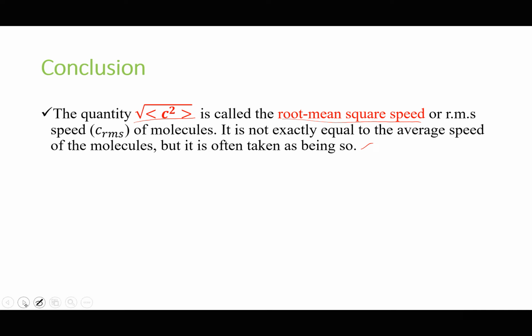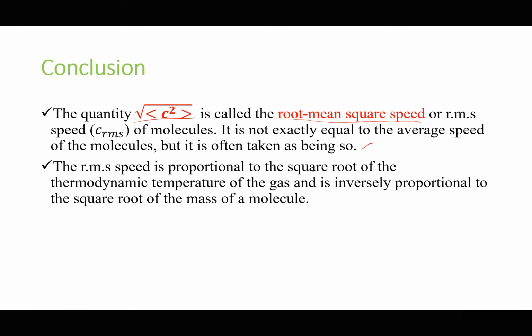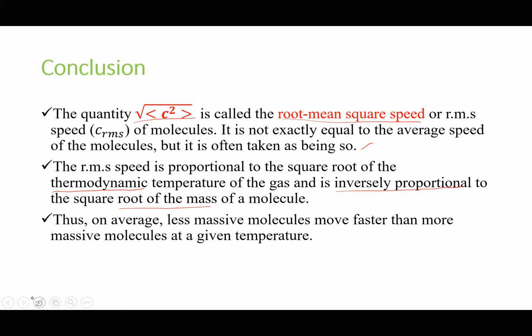It is wrong to think about it as the average speed, but sometimes it is taken to be the average speed. Number two, the root mean square speed is proportional to the square root of the thermodynamic or absolute temperature of the gas. And we have seen it is also inversely proportional to the square root of the mass of the molecule. So at high temperature, molecules move faster. Large molecules move slower. Less massive molecules move faster. Number three, on average, less massive molecules move faster than more massive molecules at a given temperature. That's when temperature is constant.